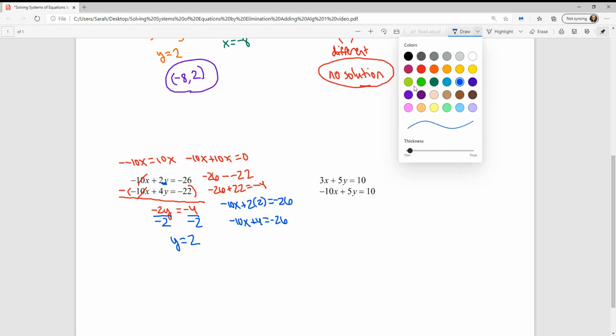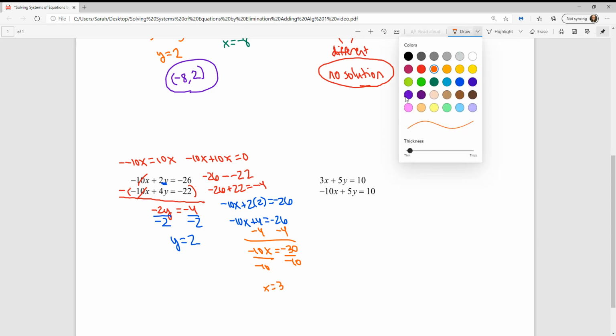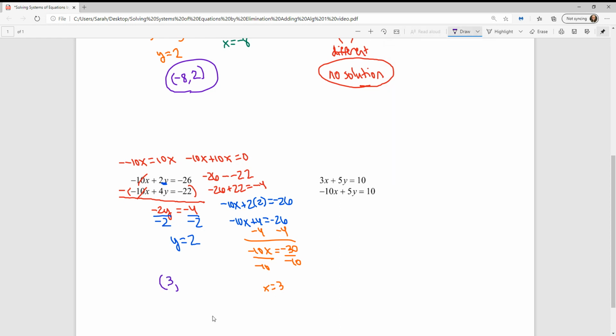And then do whatever you need to do to get x by itself. So I'm going to subtract 4 from both sides. And last but not least, divide by negative 10. And I end up with x equals positive 3. We are mostly done. I just need to write my answers in ordered pair. My x number comes first, so 3, then my y number, which is 2.